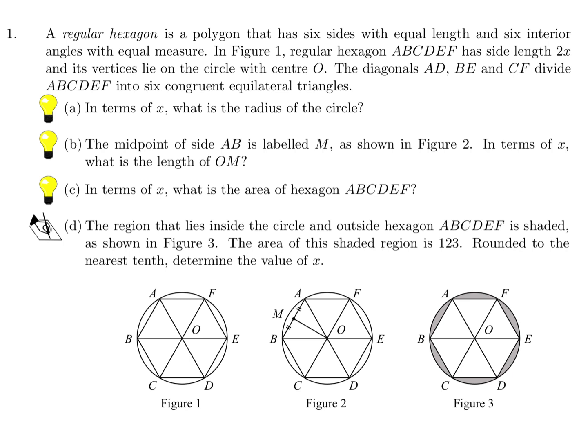A regular hexagon is a polygon that has 6 sides with equal length and 6 interior angles with equal measure. In figure 1, regular hexagon has side length 2x, and its vertices lie on the circle with center O. Diagonals divide it into 6 congruent equilateral triangles. In terms of x, what is the radius of the circle?